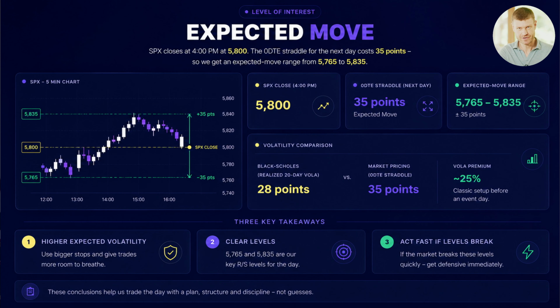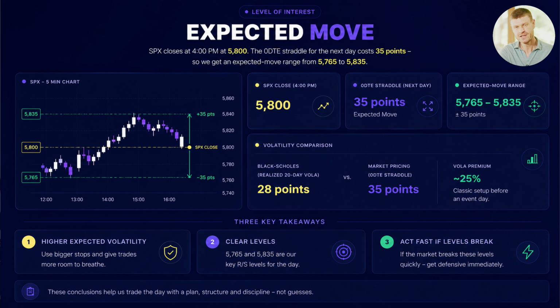Let's look at an example. SPX closes at 4 p.m. at 5,800. The 0DTE straddle for the following day costs 35 points, so we get an expected move band from 5,765 to 5,835. Black-Scholes using realized 20-day volatility would give us around 28 points, so the market is pricing in a volatility premium of roughly 25%. Classic behavior before an event day.